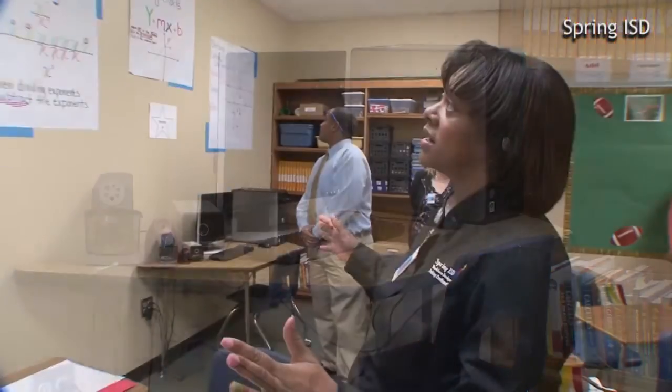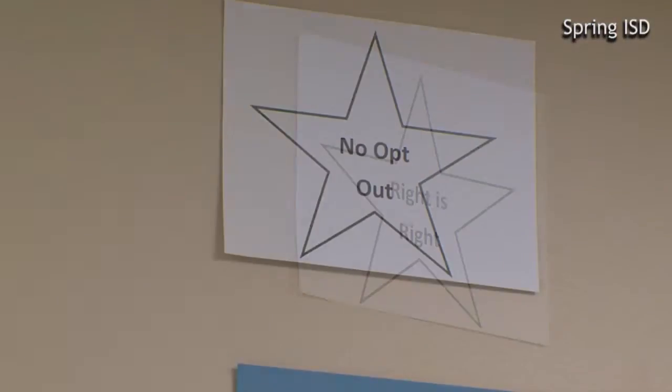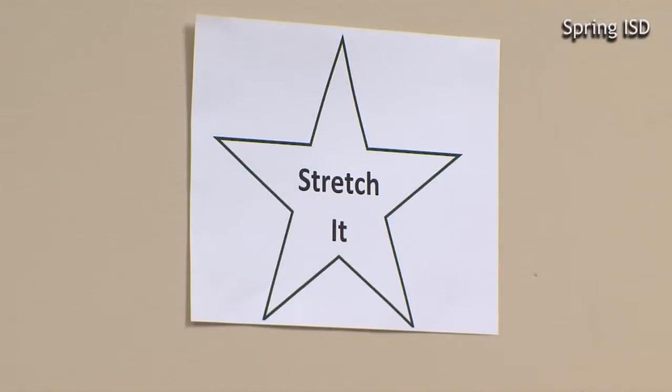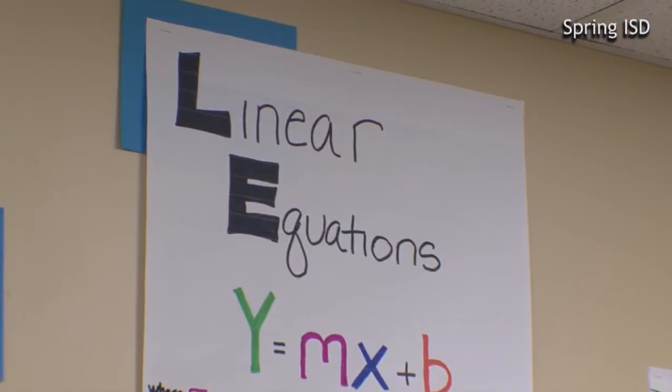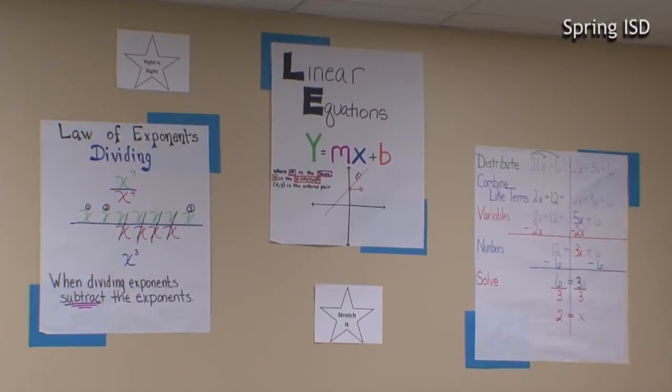These are the anchor charts along with our strategies: cold call, no opt-out, right is right, and stretch it. And these are areas which the students use in class in order to problem solve and use their critical thinking skills. They can refer to these posters as they are working, or if they're taking a quiz or doing an exit ticket, to help remind them and give them a visual representation.